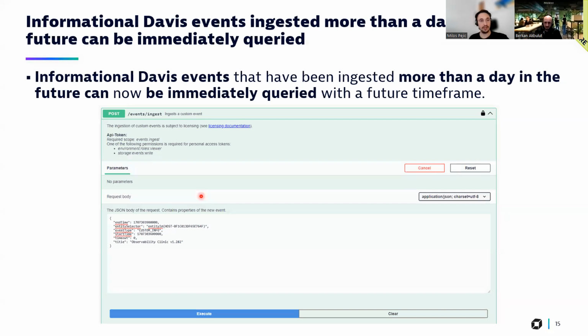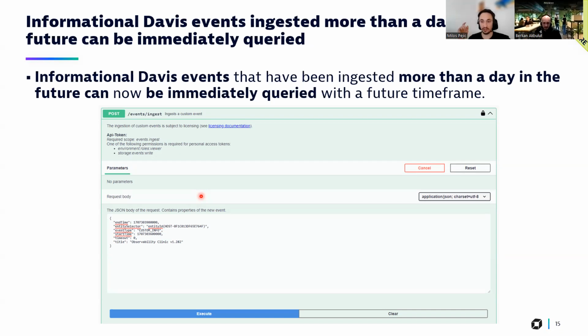And what else do we have here? Davis events that are posted via API, custom info, for example. They can be posted or ingested into Dynatrace in the future. And now it is finally possible to also query them from the future. So we will showcase this in the hands-on part.